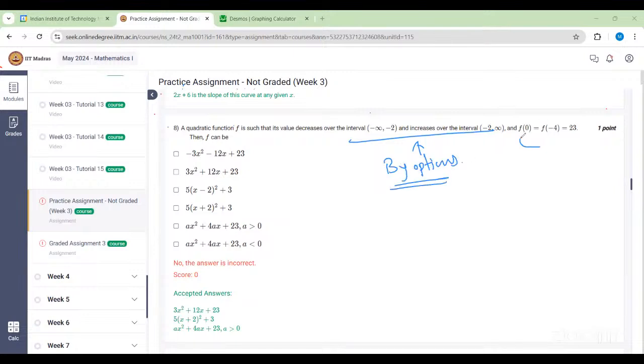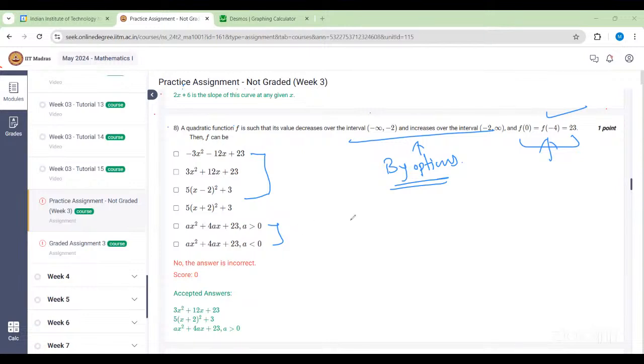Right, and these are the known quantities. So what we can do is just go via the options. These 4 options are easy to check. Just find out the nature. We can also plot the parabolas and find out if it's increasing or decreasing over this interval, and also check the values. Now the remaining 2 options are ax square plus 4ax plus 23, when a is strictly greater than 0 and when a is strictly less than 0.